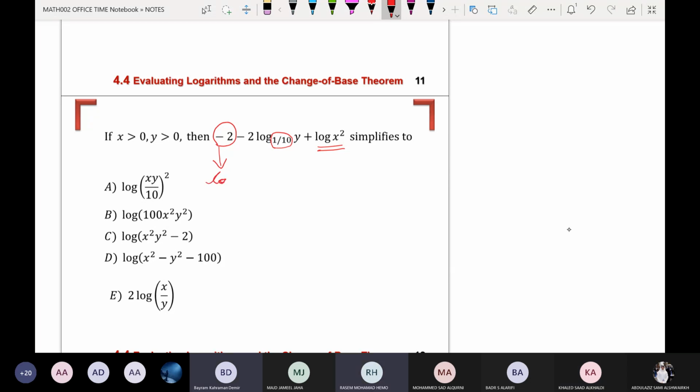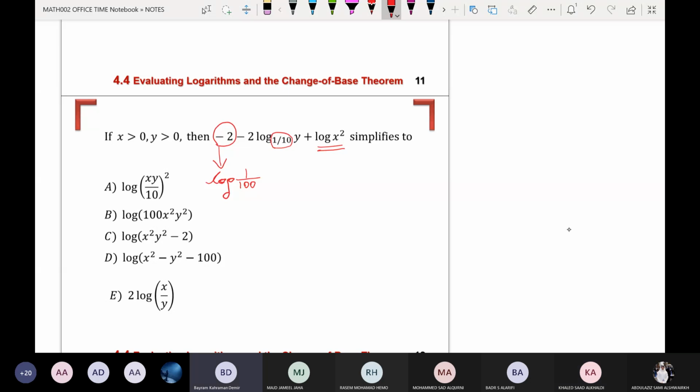Logarithm 10 base 10 to the power 2. We can write 2 as logarithm of 10 squared to the base 10, logarithm 100 base 10. So -2 is logarithm of 1 over 100. It is negative 2, right? Yes, it is negative 2.